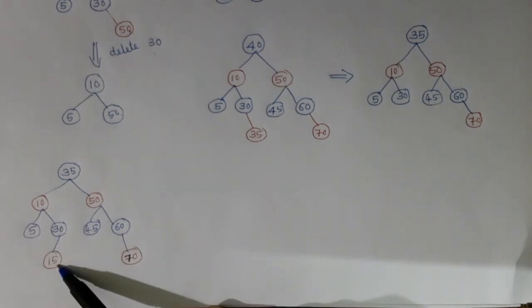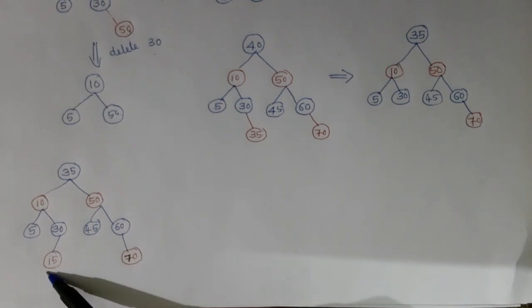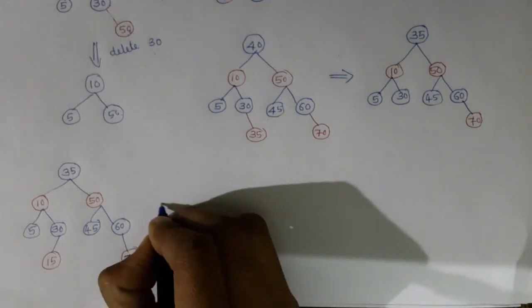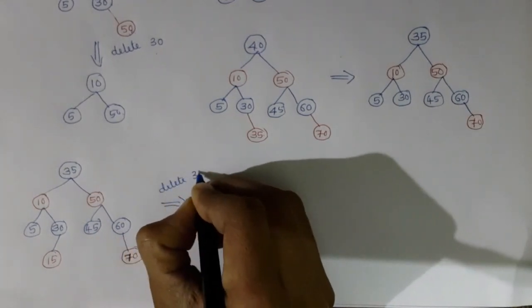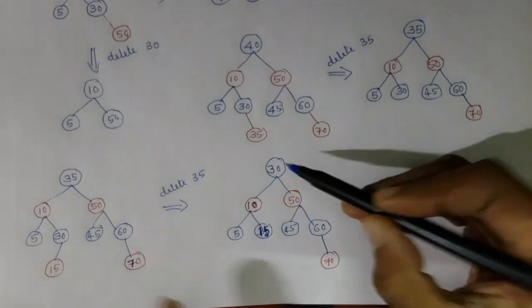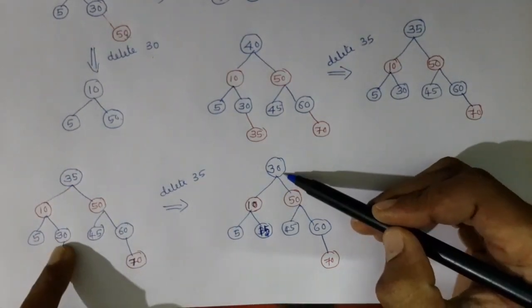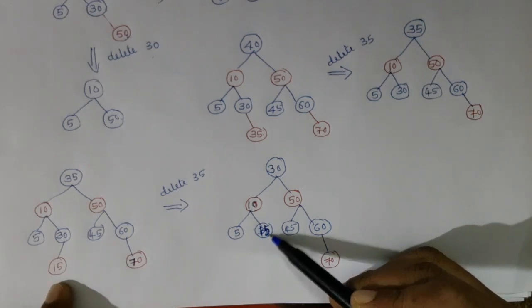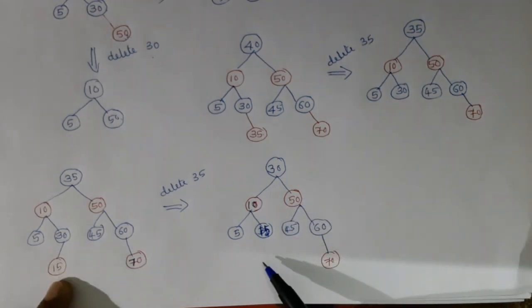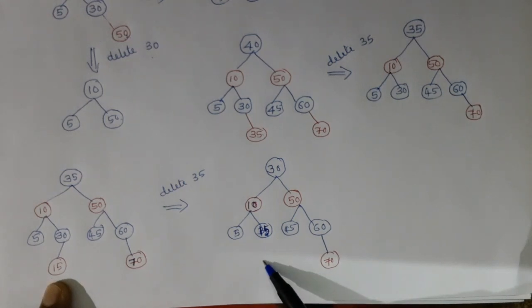Again we call the delete operation for the node 15. 15 is a red node, so you can simply delete that 15 from the red black tree. So this is the tree after deletion. 35 is replaced by 30. Then node 30 is replaced by its child 15. Next we have to delete 15. It is a red node. We simply delete that node.